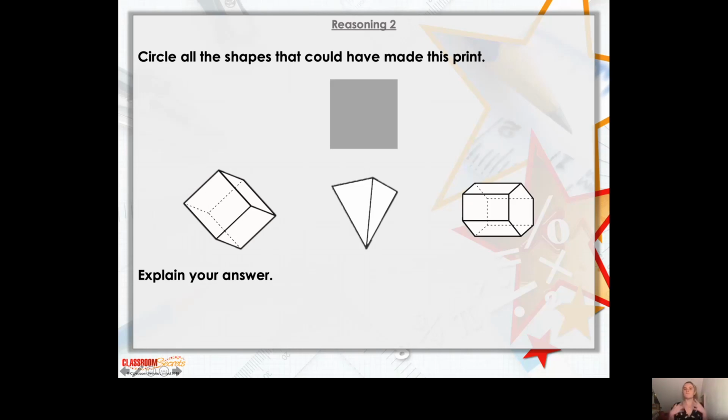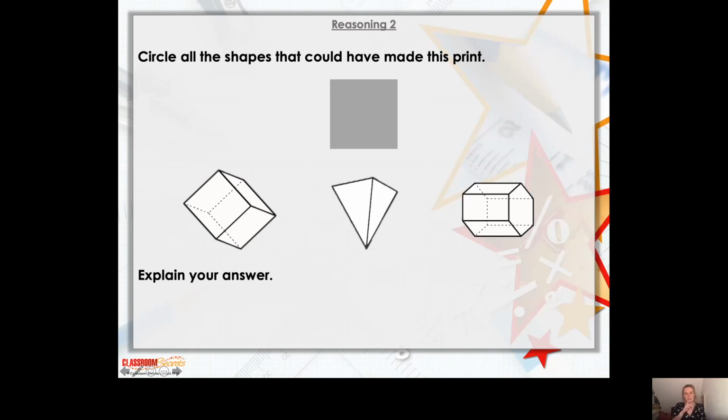Now remember, if a 3D shape has a flat face, then it is in the shape of a 2D shape, isn't it? So for example, some of our shapes had flat faces that were circles, some had flat faces which were squares, some had flat faces which were rectangles. Okay, there were lots of different flat faces which took the shape of a 2D shape. Now it's telling us here that one of these shapes has made a print, and we can see that the print there is in the shape of a square, isn't it?